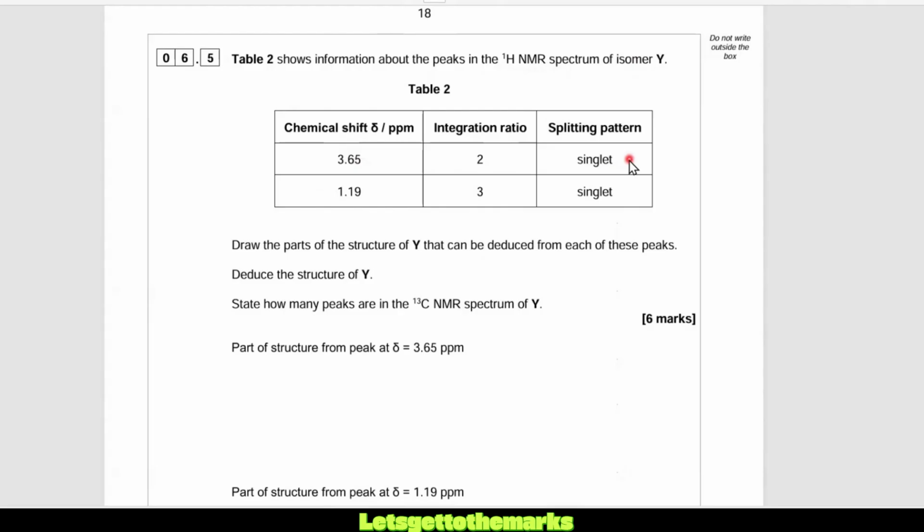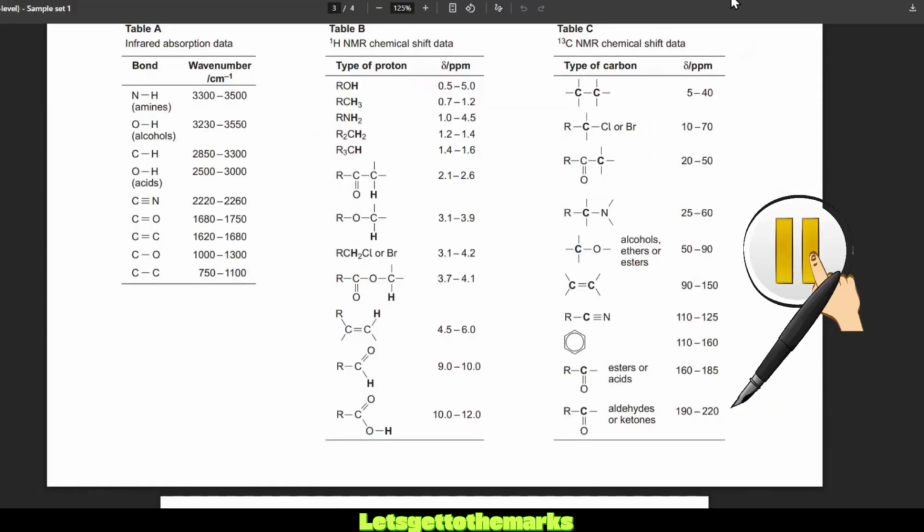6.5, Table 2 shows the information about the peaks in the H1 NMR spectrum of isomer Y: chemical shifts 3.65 and 1.19, integration ratio 2 and 3, splitting pattern singlet, singlet. Draw the parts of structure Y that can be deduced from each of these peaks, deduce the structure of Y, and then state how many peaks there are in the C13 NMR spectrum of Y. It's 6 marks. Boom! Pause the video, have a go.